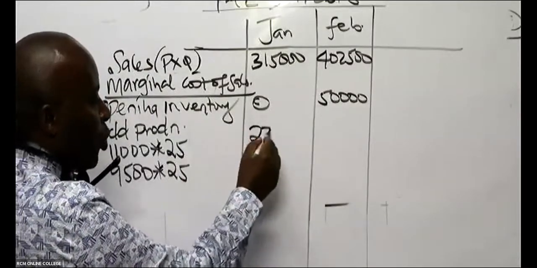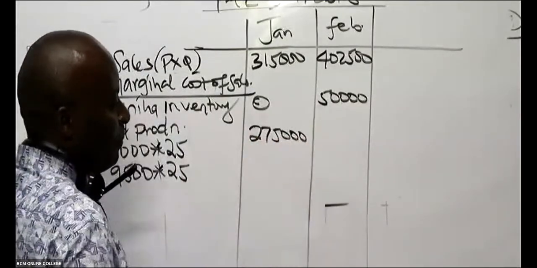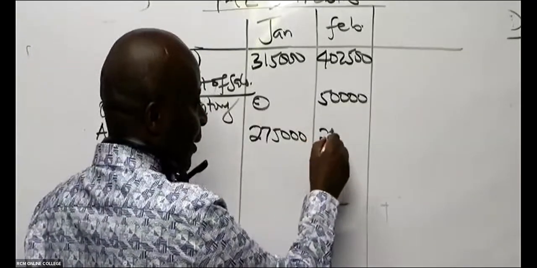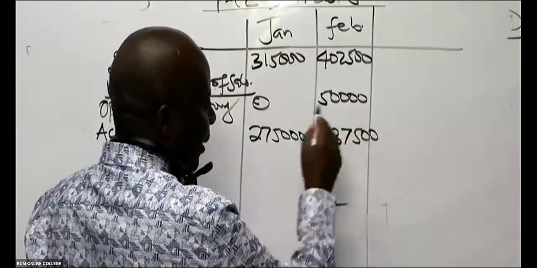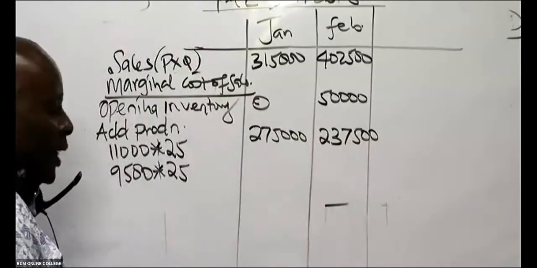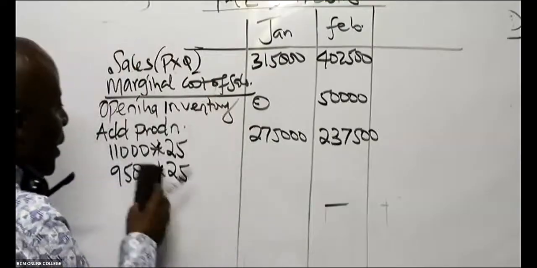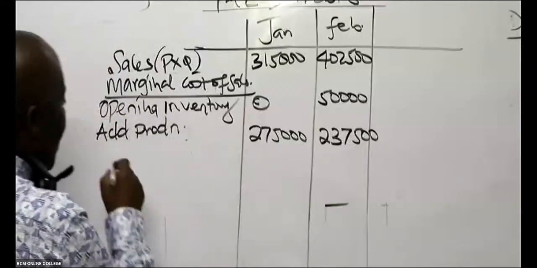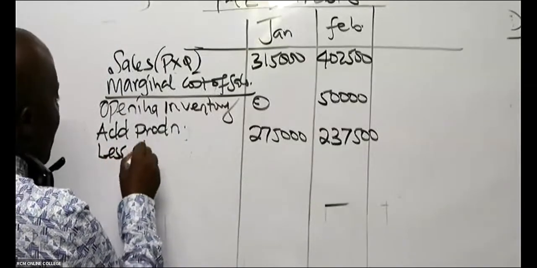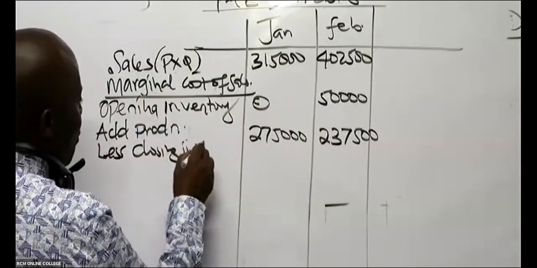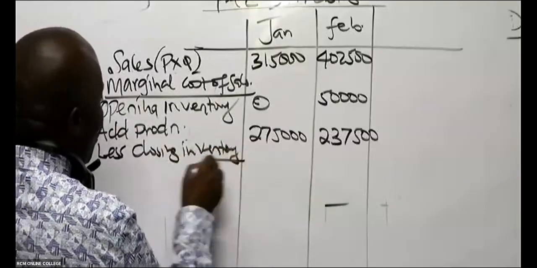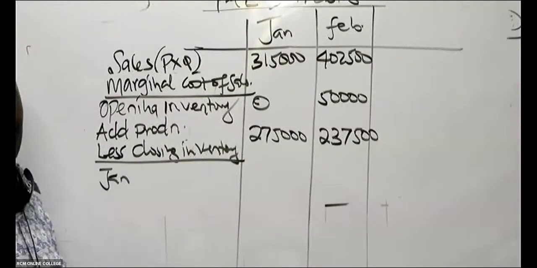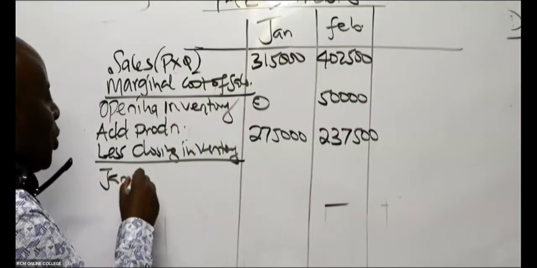275. So 275,000, yes. 237,500. Yeah, thank you so much. And then now lastly, we shall come and say, less what here, somebody? Closing inventory. So closing inventory, January, how much? 2,000. January units were 2,000.